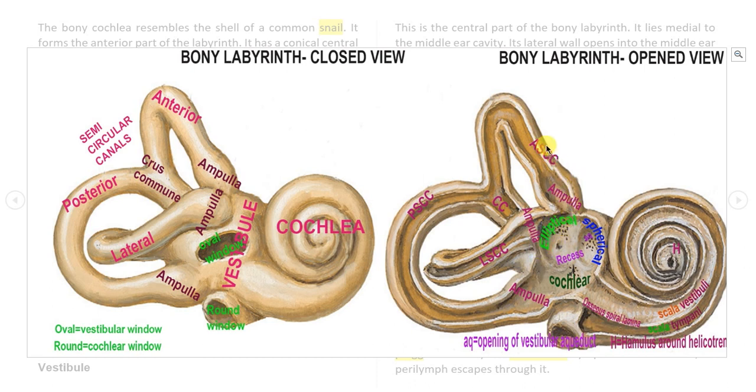Then if you enter here, this is the ampulla. So the ampulla will hold the ampullary crest. It is also known as crista ampullaris. It is a specialized sensory epithelial organ. A specialized organ for the cochlea is called the organ of Corti. The specialized organ for the utricle and saccule is called the macula.